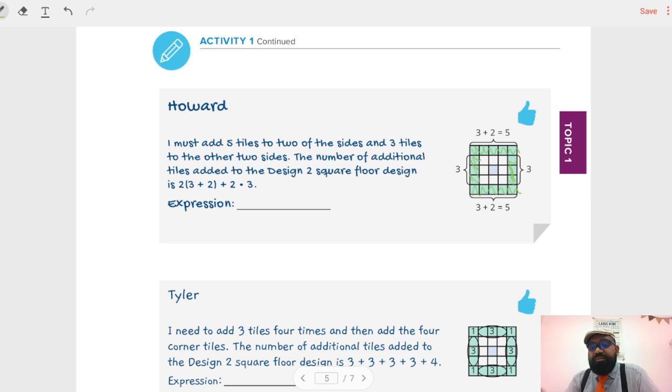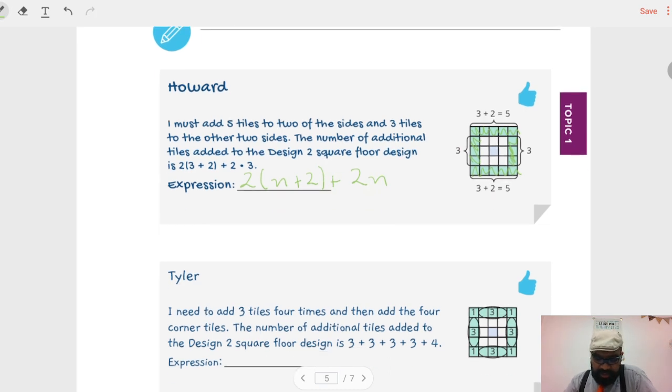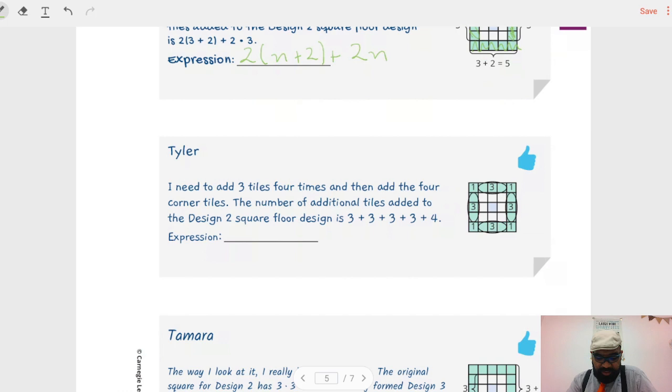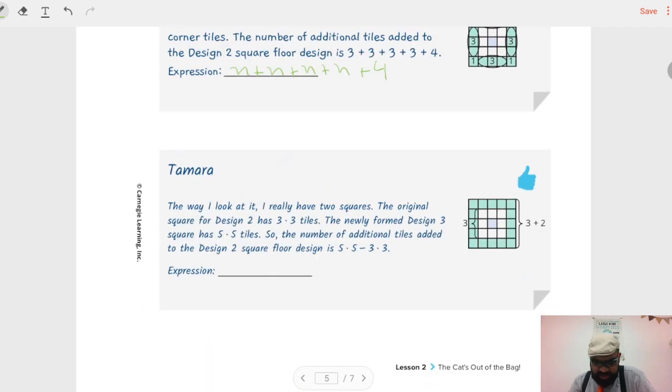But remember, which number did we move back? It was number 3, yes? Then let's remove number 3 here and add an n. 2n plus 2 plus 2 times n. Oh, this is the second expression. The third one, we just remove the 3's and add n plus n plus n plus n plus 4.